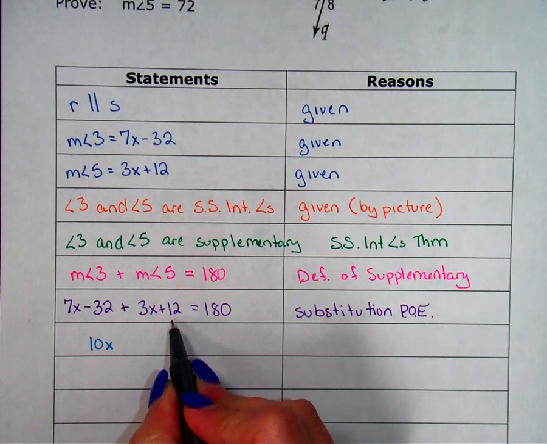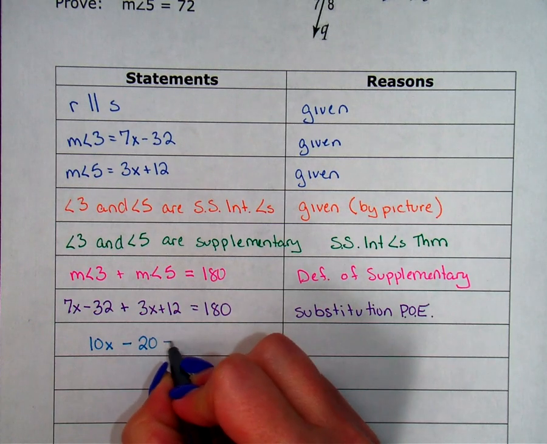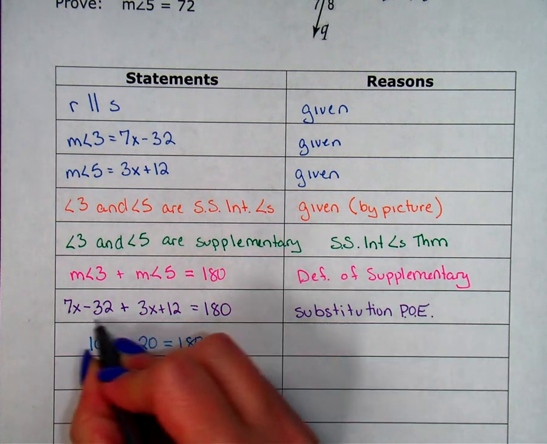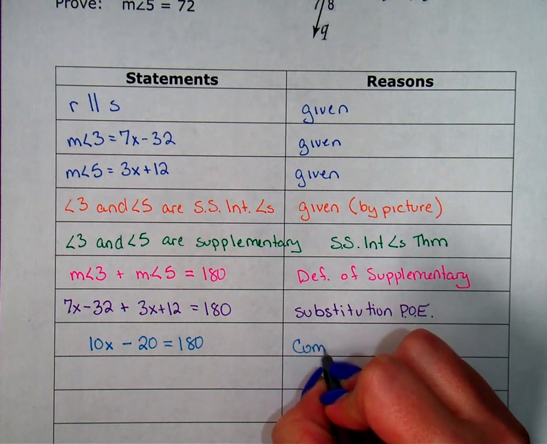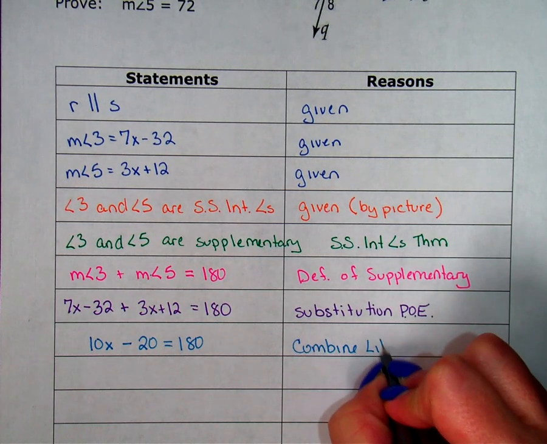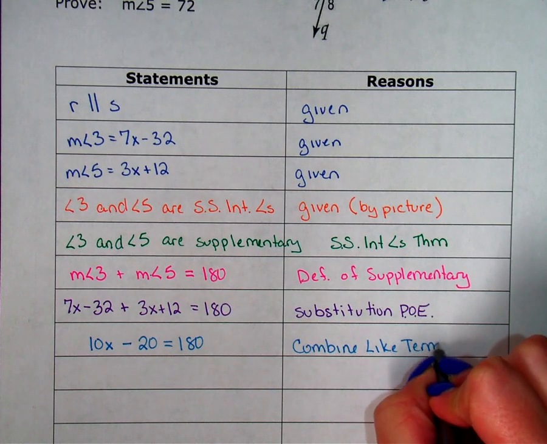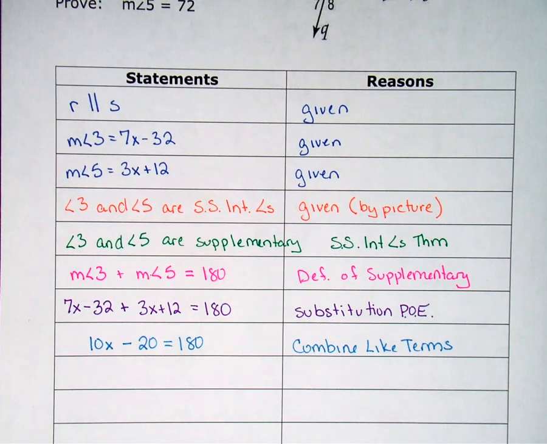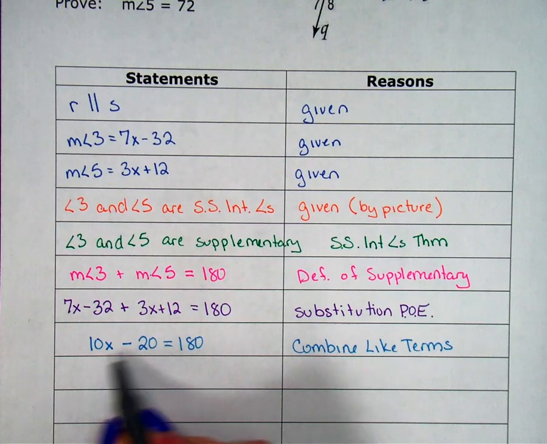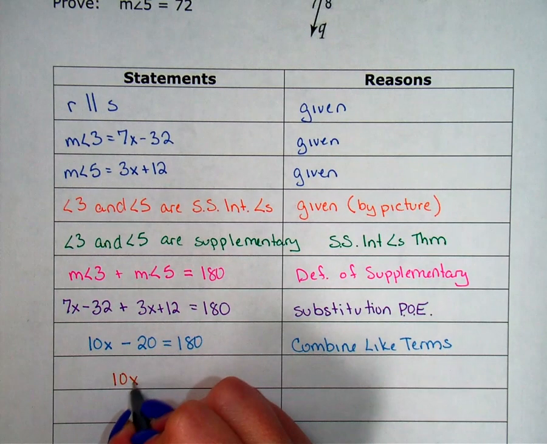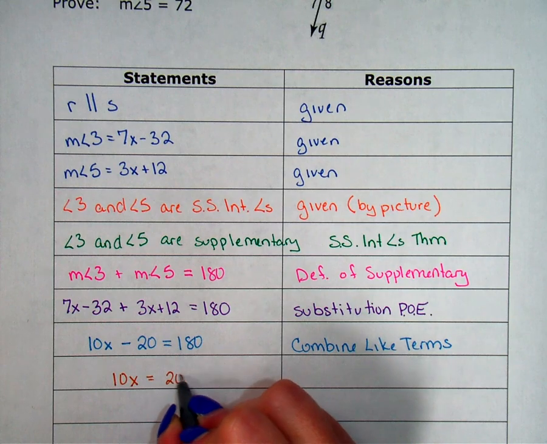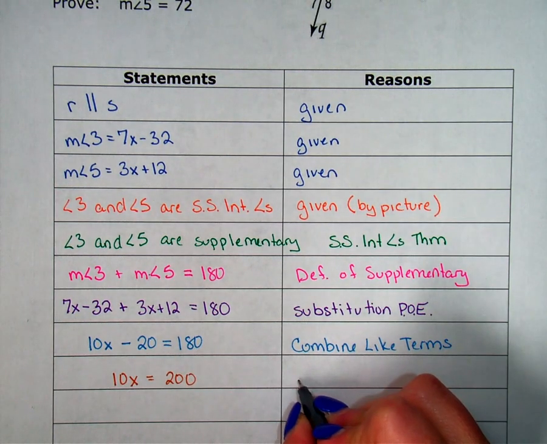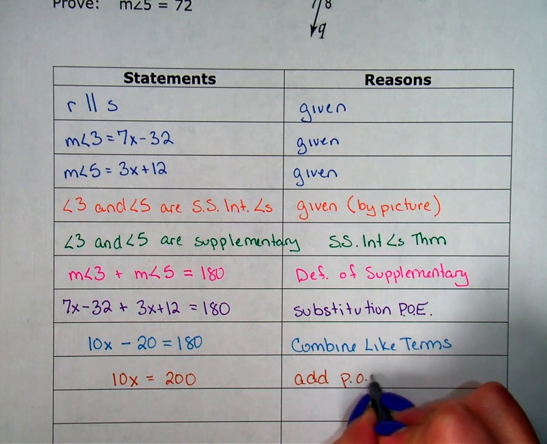That's going to give me a minus 20. I combined my like terms. Okay, now I want to get that 10x by itself, so I'm going to add the 20 to both sides. Addition property of equality. When I add the 20 here, that becomes a 0, so I have just 10x. And when I add the 20 here, I get 200. I added to both sides, so that's not combining like terms, it's the addition property of equality.